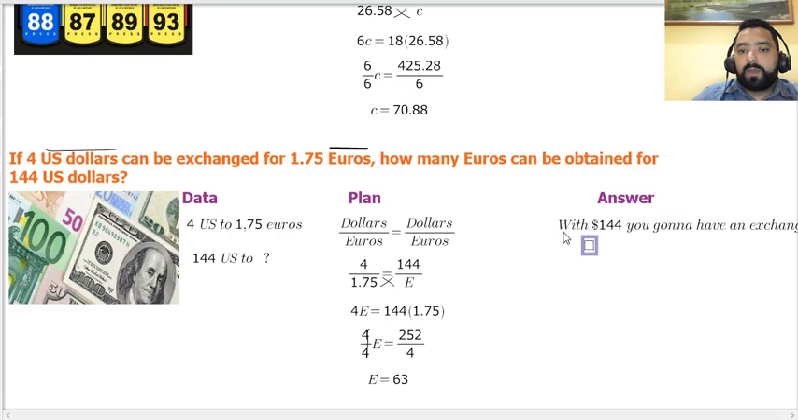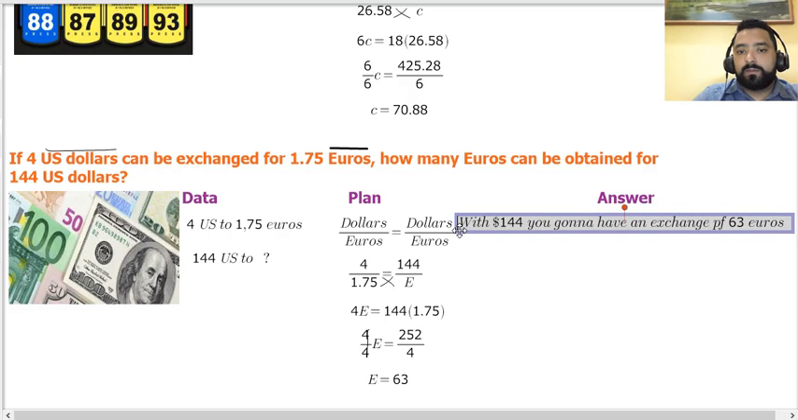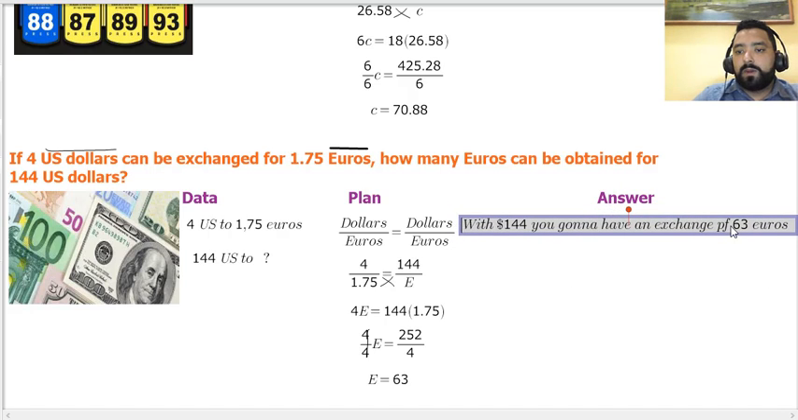Okay, and that's the answer for this situation, and we finish with this problem. We already have the answer, and remember, basically you have to create a proportion and then you have to use cross multiplication to solve for the missing value.